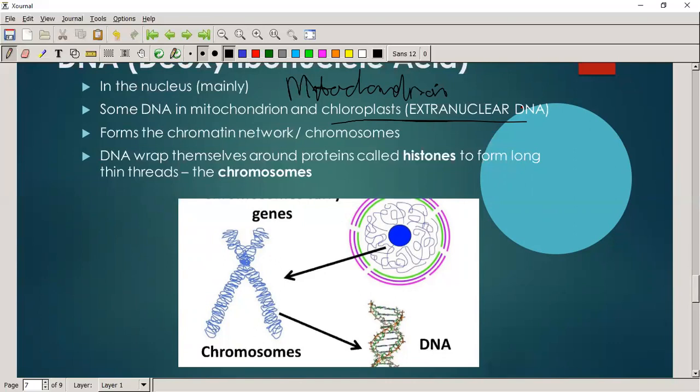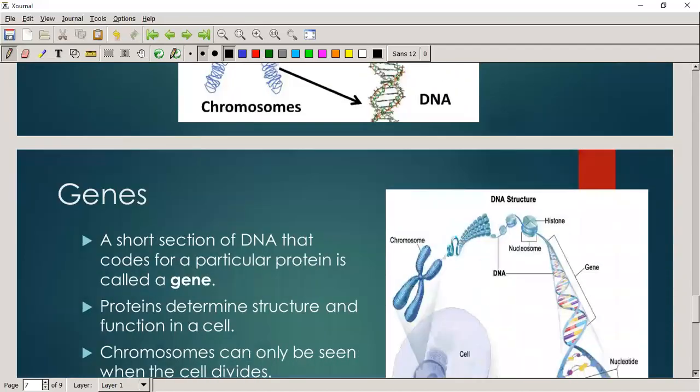DNA forms a chromatin network of chromosomes. DNA wraps itself around proteins called histones to form long, thin threads and chromosomes. We will go through that in more detail when we do DNA replication, which is actually just the way the DNA reproduces itself or makes copies of itself.